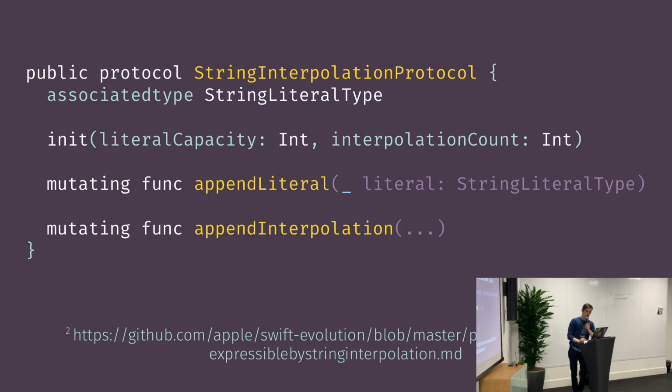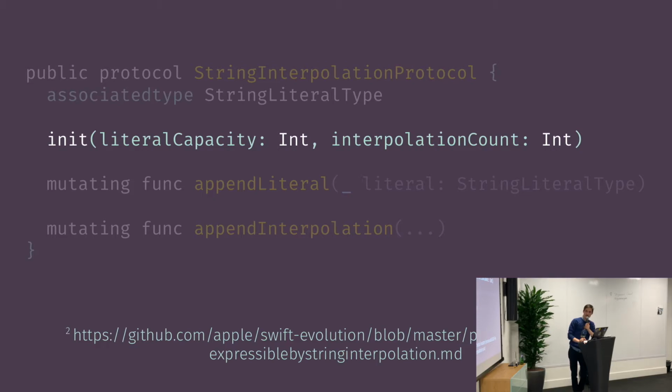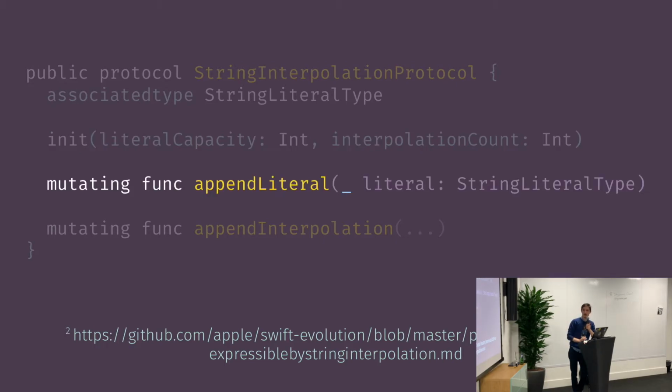It requires you to implement a new initializer with two arguments. The first argument will be the length of all literals in your string, all combined, if I understand correctly. And then interpolation count is the number of interpolated variables. So you can use this to pre-allocate space in your storage where you will put all your interpolation segments. Then it has one required method, which is append literal, which accepts a string literal type. This will be called to append any string segments, literal segments.